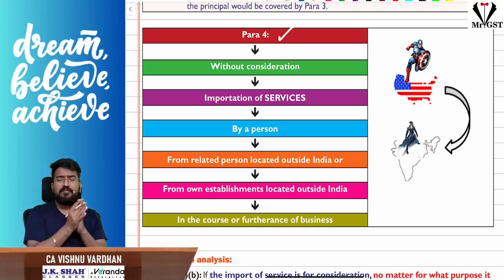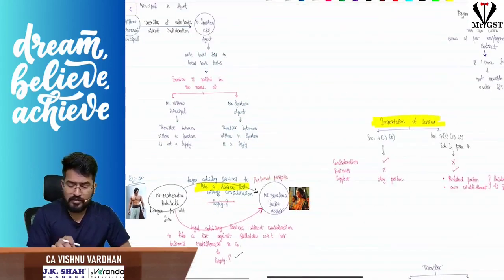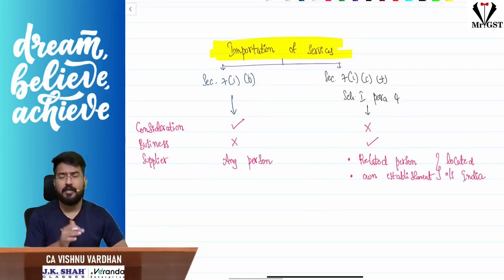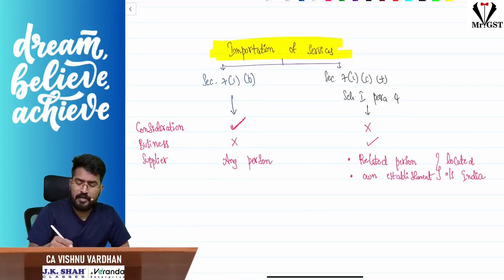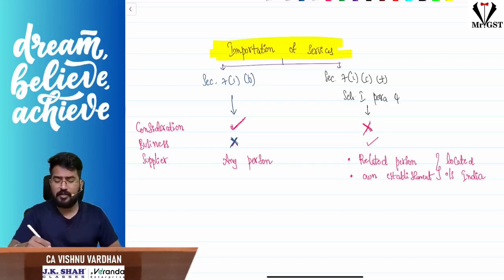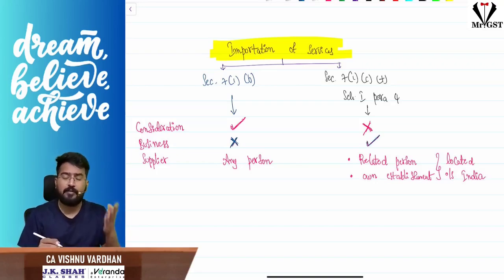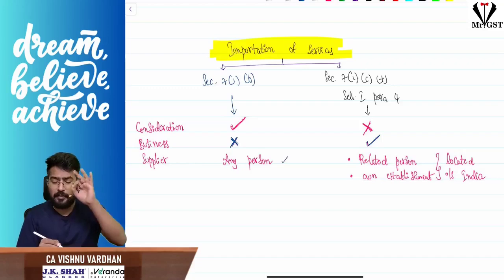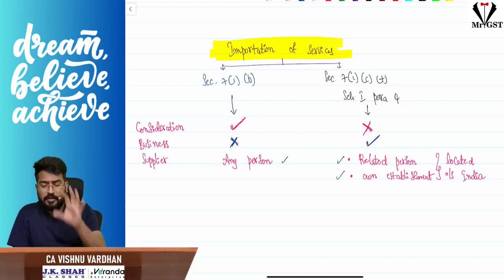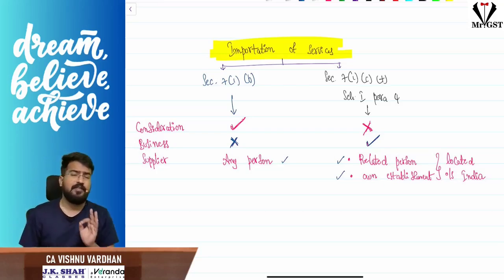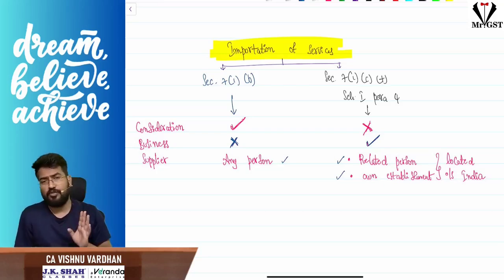So importation of services, when you see, we can compare this with Section 7 subsection 1 clause B. In 7(1)(b), what it says is consideration should definitely be there, but here consideration should not be there. Here, in 7(1)(b), it may be in the course or furtherance of business, it doesn't matter, so business requirement is not there, but here business requirement is mandatory. In 7(1)(b), the supplier can be any person, but here in Schedule 1 it should be a related person or own establishment located outside India, then only we call it supply. So if importation of service is tested with consideration, go to clause B; without consideration, now come to clause C.